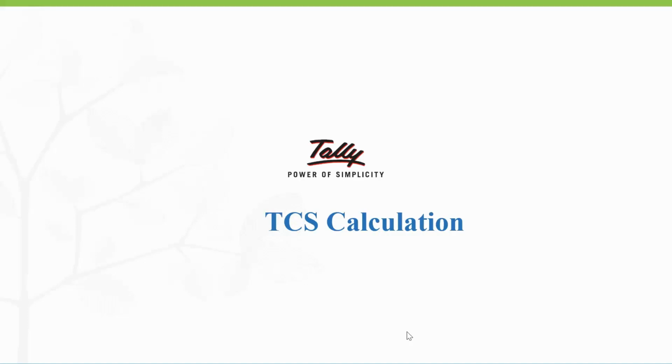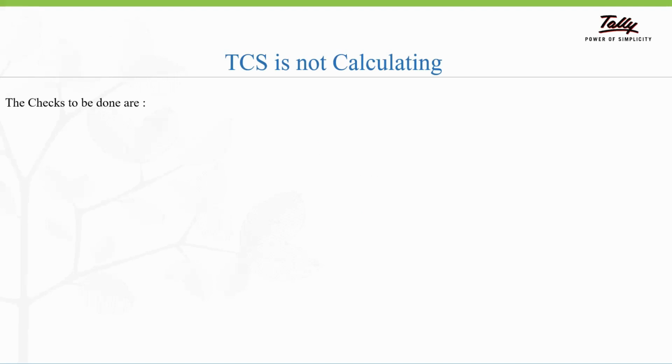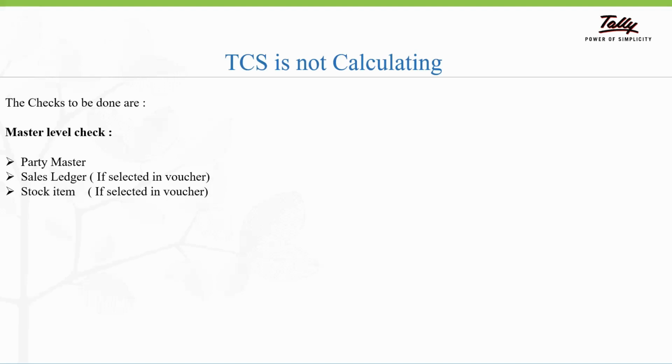Everyone, in this video, let us understand what needs to be done if TCS is not getting auto-calculated in the transaction. So the checks to be done are master level check. When TCS is not getting calculated in the transaction, we need to check if the masters selected in the transaction are configured for TCS. The first check is the party master, the second one is the sales ledger, and the third one is the stock item. If any of these masters are used in the transaction, we need to check if these masters are enabled for TCS.